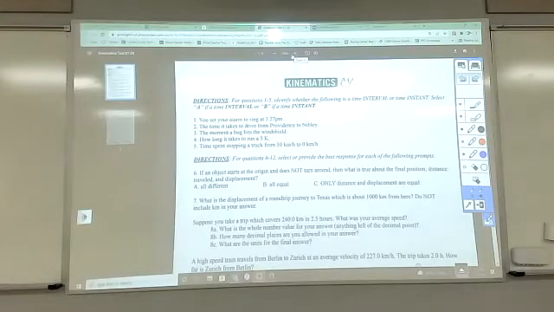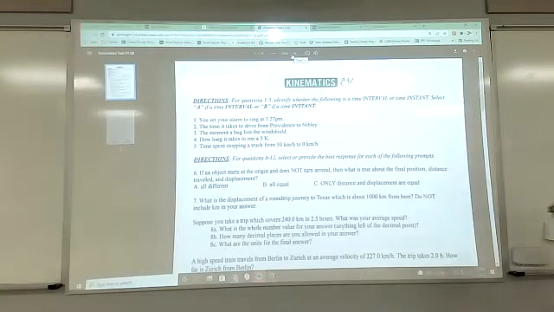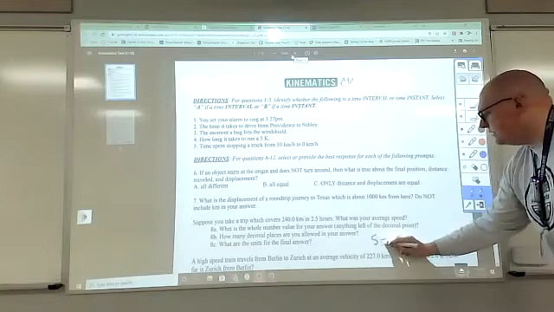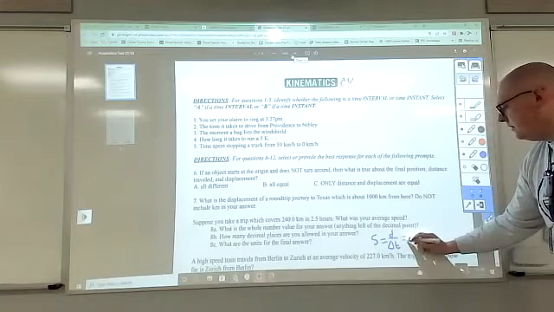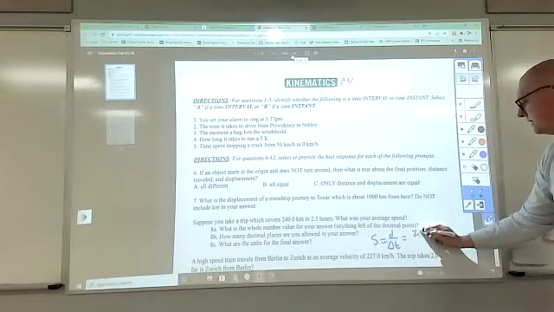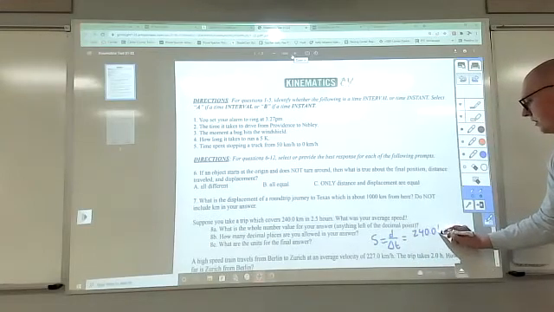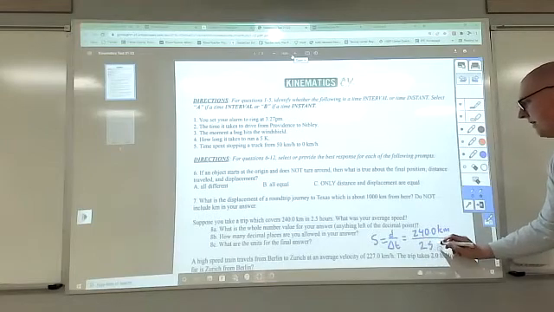Number 8, suppose you take a trip which covers 240.0 kilometers in 2.5 hours. What was your average speed? Speed, by definition, is distance divided by time. So I'm going to divide my distance, 240.0 kilometers, divided by 2.5 hours.